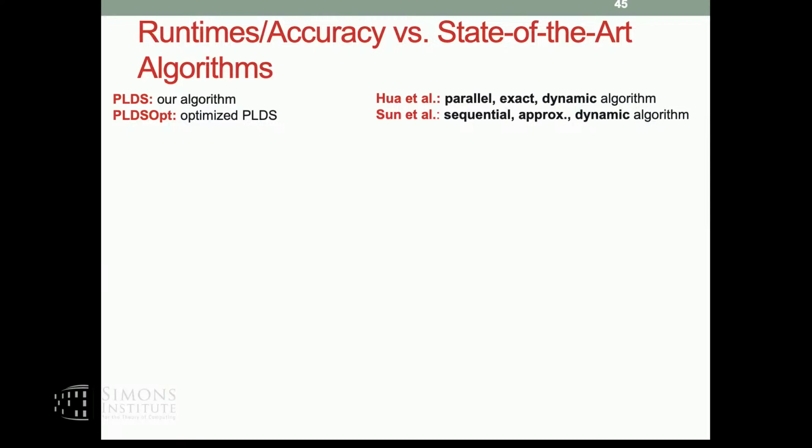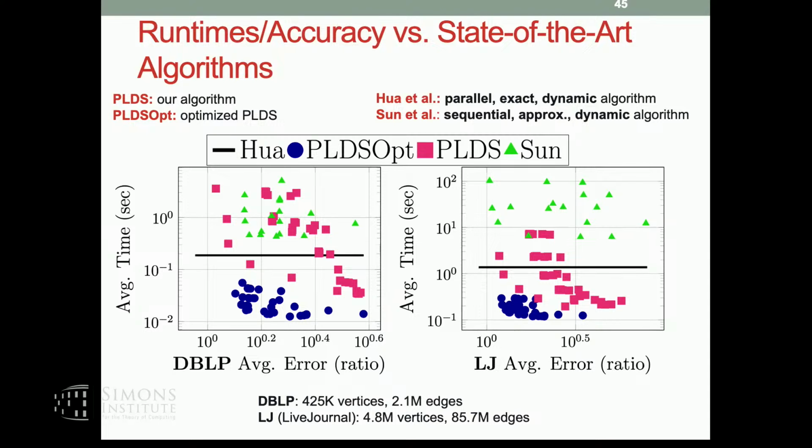And then as for existing work, Hua et al. presented a parallel exact dynamic algorithm for this problem, and Sun et al. presented a sequential approximate dynamic algorithm for this problem. And as far as we know, there is no other algorithm that's parallel and approximate for dynamic K-core besides PLDS.